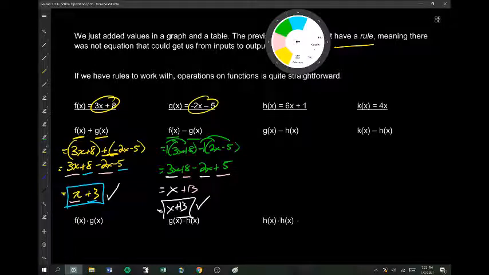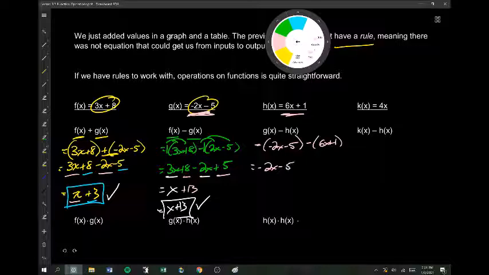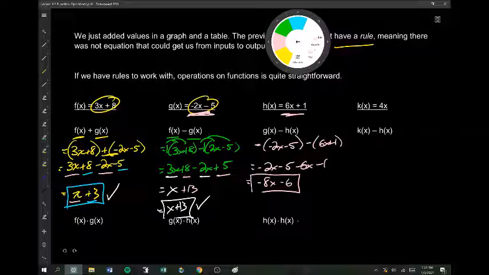So I'll do a few more examples of subtraction just to help us get a feel for it. I'm going to do g minus h. So that's negative 2x minus 5 minus 6x plus 1. Distribute to get rid of your parentheses. Negative 2x minus 6x is negative 8x. Negative 5 minus 1 is negative 6. So g of x minus h of x is negative 8x minus 6.